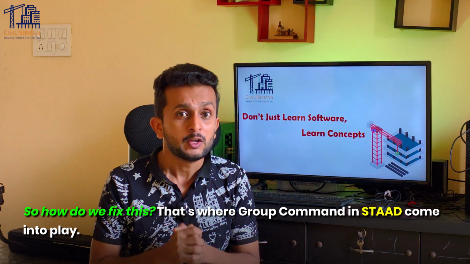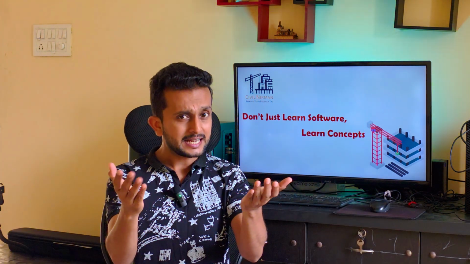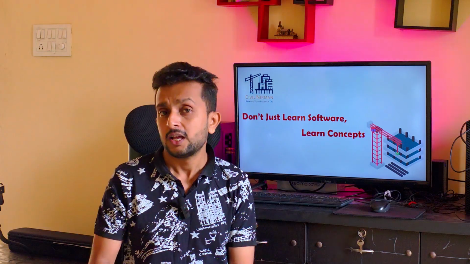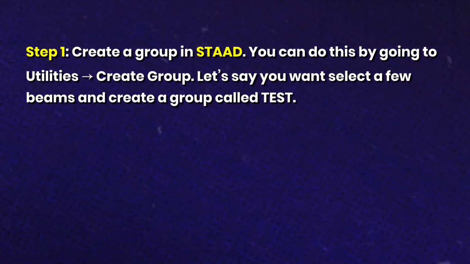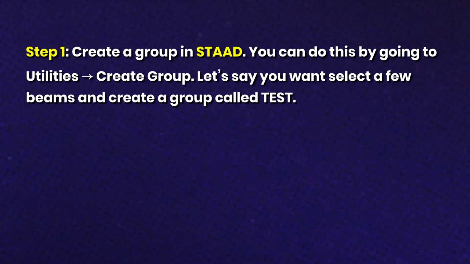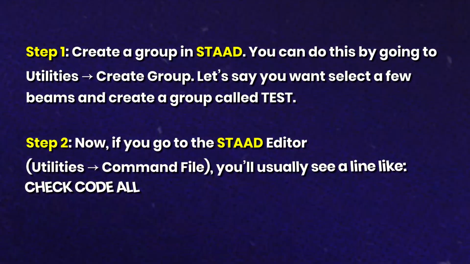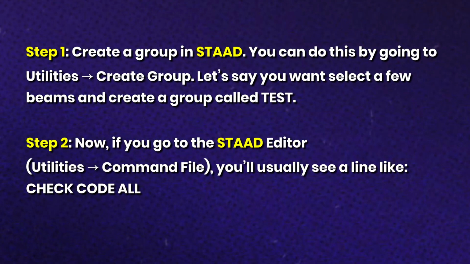That's where the GROUP command in STAAD comes into play. So let's understand the solution, how you can follow this. Step 1: create a group in STAAD. You can do this by going to Utilities, Create a Group. Now let's say you want to select a few beams and create a group. Let's name it test.